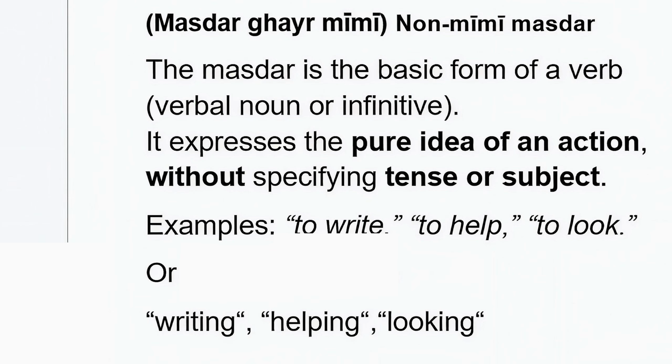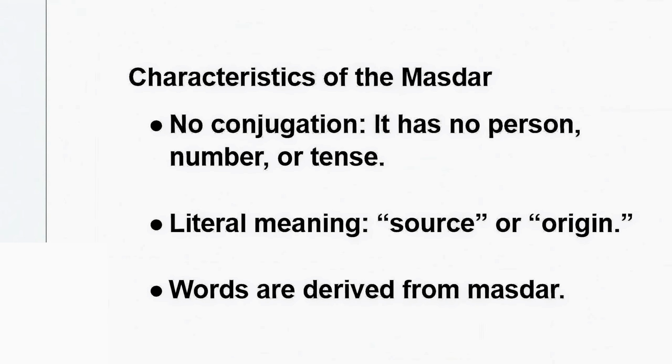In Arabic, masdar roughly corresponds to the concept of the verbal noun, or infinitive in English, like to help, to write, to look, helping, writing, judging, expressing the pure idea of the action without time or personal suffixes. This masdar, as its name implies, is the form without the letter meme, i.e. the non-meme masdar. What does this mean? Because there is a form with the letter meme, this masdar is called masdar without meme. The masdar is not conjugated and therefore does not carry person, number or tense. It expresses the action in an abstract way. Literally, masdar means source or origin.